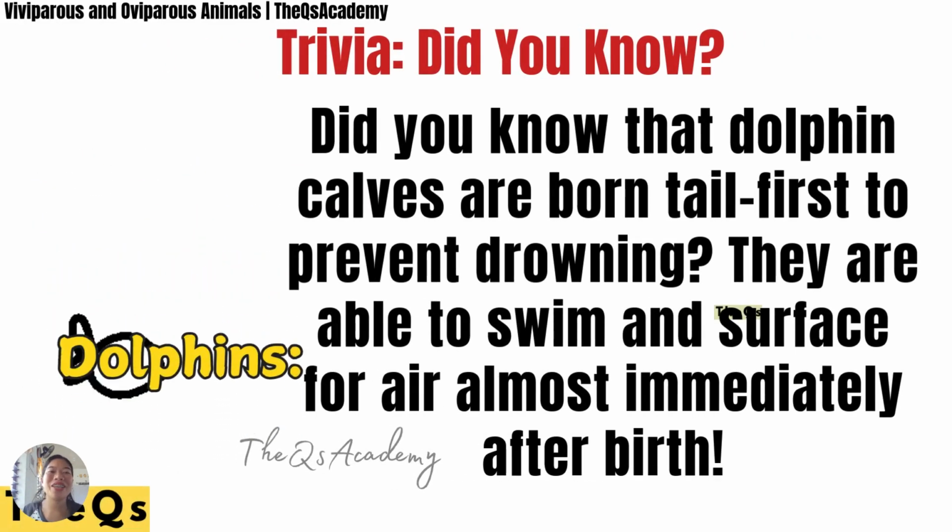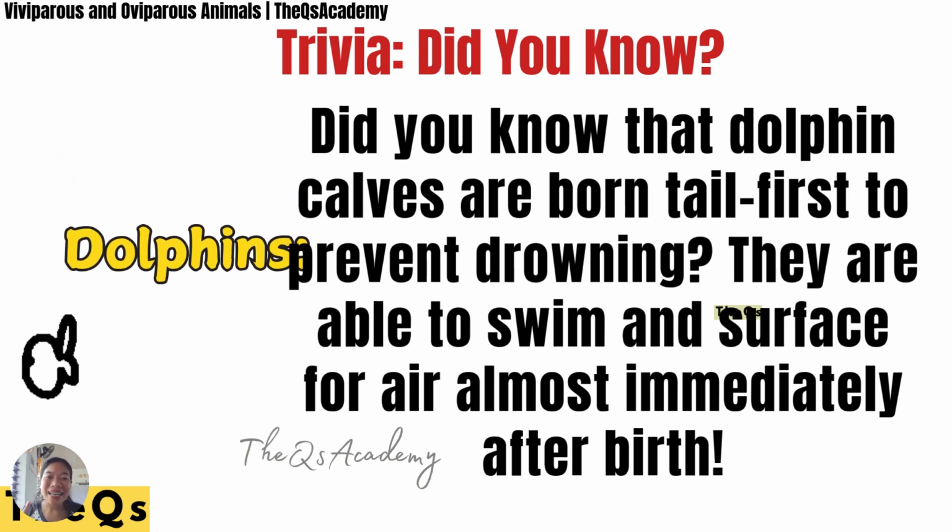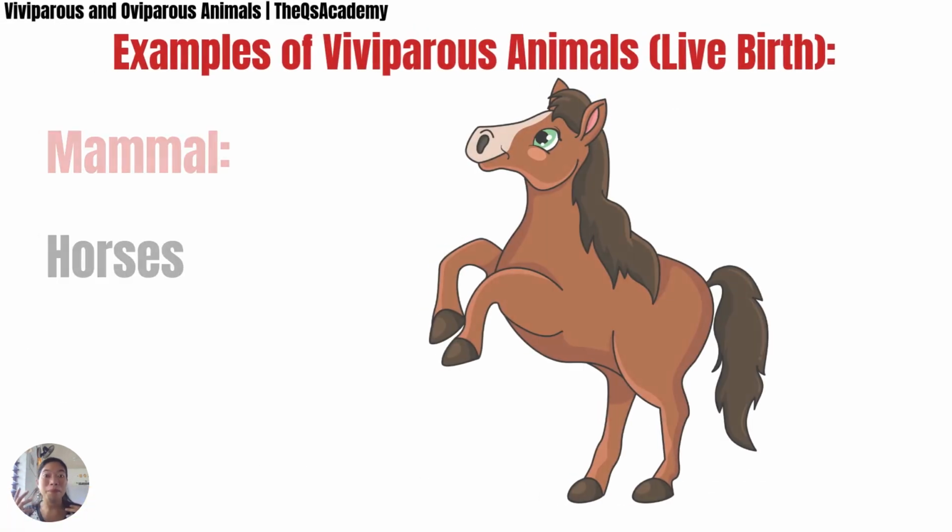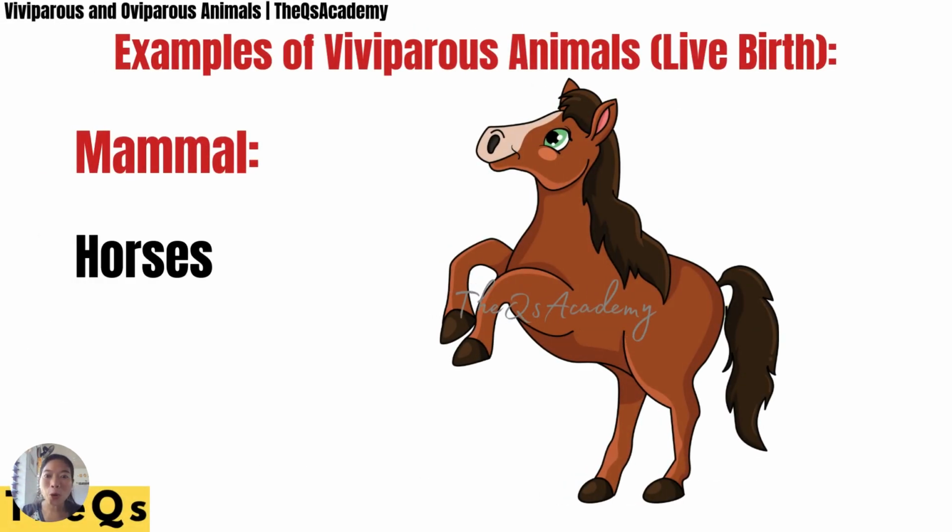So we have trivia. Did you know that dolphin calves are born tail first to prevent drowning? They are able to swim and surface for air almost immediately after birth. So the young, called calves, swim right after they are born. Of course, that is the miracle. And then we have horses.